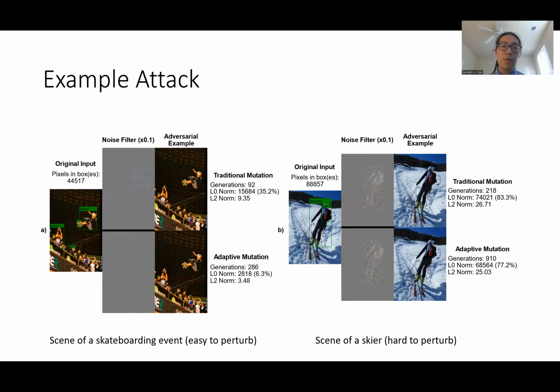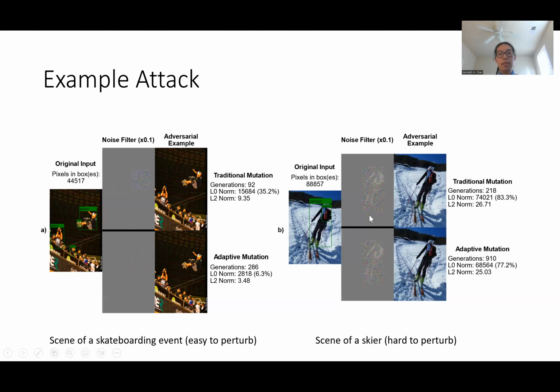These two images show some input samples. On the left here, we see a scene at a skateboarding event where our model successfully predicted some persons in this image. The top shows the adversarial example generated with traditional mutation, while the bottom shows the adversarial example generated with the adaptive mutation scheme. We see that the number of pixels that are required to be changed is drastically reduced in the adaptive mutation scheme. And the noise filter, again, is multiplied by a factor of 10 for visibility. We can see some pixelation in the noise filter for the traditional mutation. However, we can barely see any in adaptive mutation.